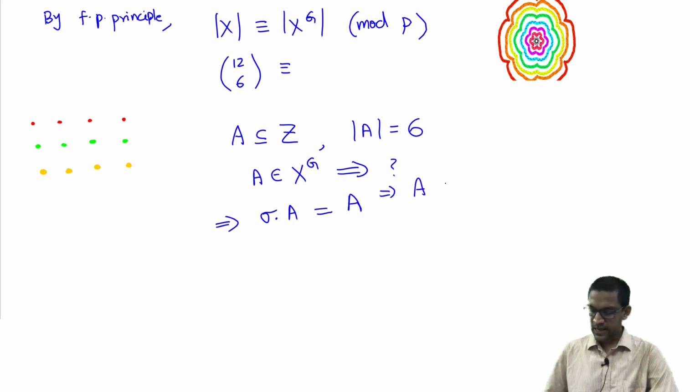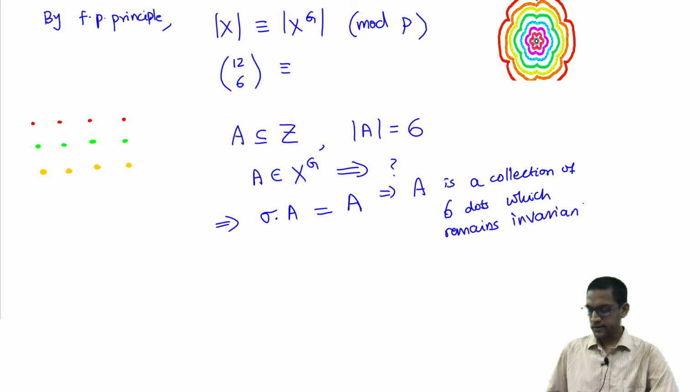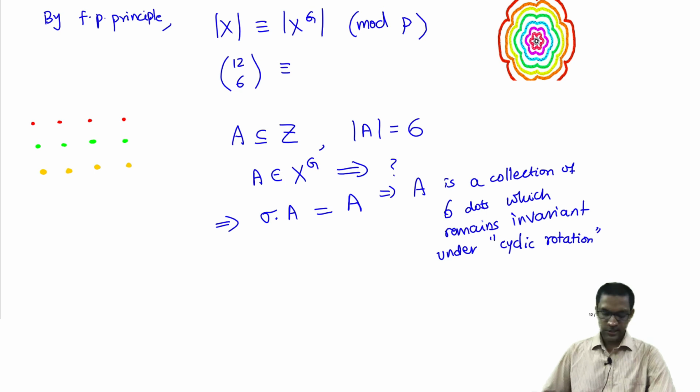Let me write it that way. This means A is a collection of 6 dots which remains invariant under the action of sigma, which is under cyclic permutation or cyclic rotation, whatever the word is. Let's just try and look for examples. What does that mean? A must contain some 6 dots. Suppose A contains this red dot. Suppose this dot is in A. Now what can I say about the other 5 dots?